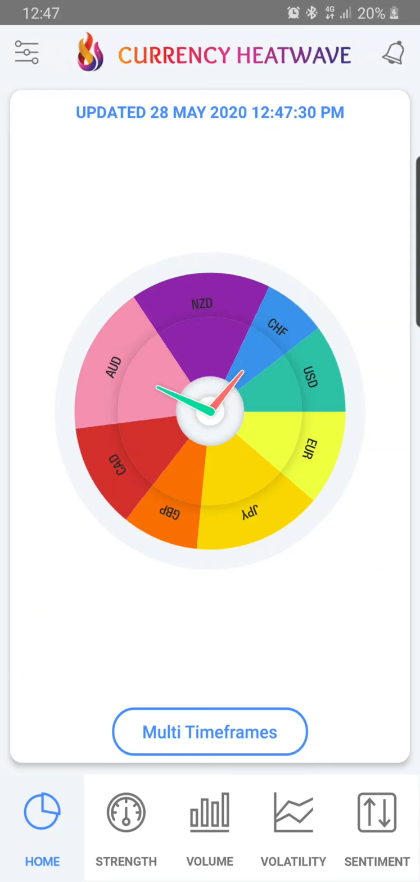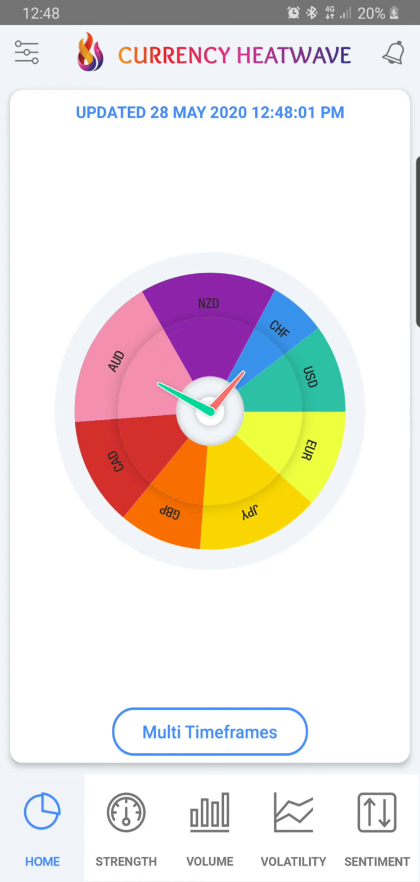Hello everyone. So I'm going to use this video to explain a very important app which is called the Currency Heatwave app. This app helps you to identify many things in the market like currency strength, volume, volatility, and currency sentiment of the major currency pairs like GBP, Euro, JPY, NZD, CAD, etc.